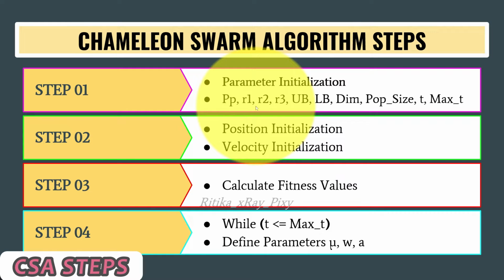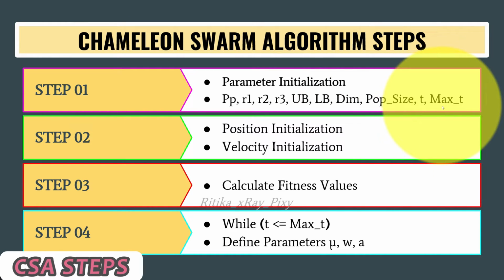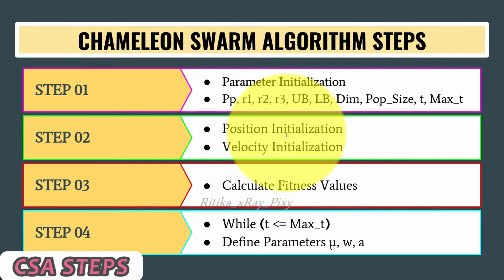Here we have the different steps that are simulated in this algorithm. First, it will initialize all the important parameters, like here you can see the PP, that is the probability value, random numbers R1, R2, R3, upper bound and lower bound, that is the search space boundary, dimension, population size, small t, that is the current iteration, and max t, that is the maximum number of iterations. After that, we will initialize the position and the velocity for each search agent, and then we will calculate the fitness value using the objective function.